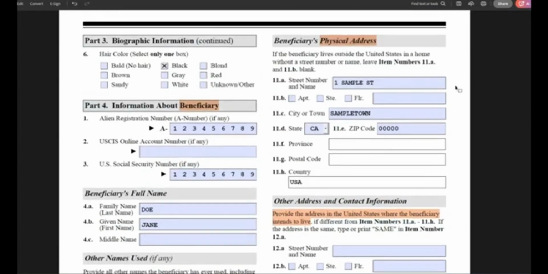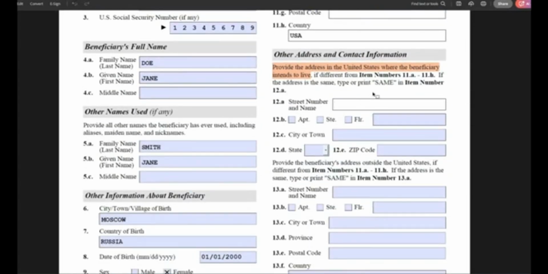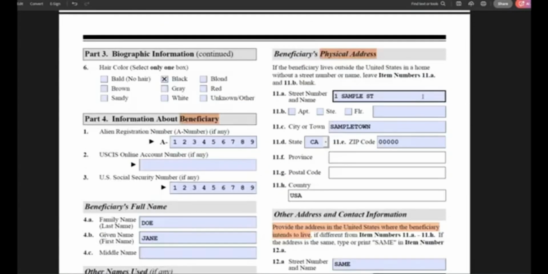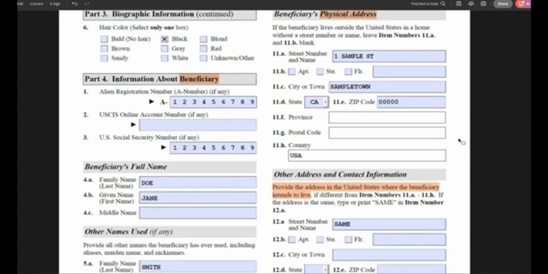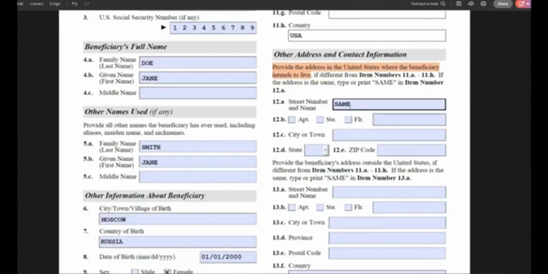So because our beneficiary is already inside the US, we will simply write same. But if, say, for example, your beneficiary is currently overseas and in this portion you already provided their foreign address, then you will need to fill out this and provide their US address where they will be living with you, and most likely this will be the same address as the petitioner's current address.